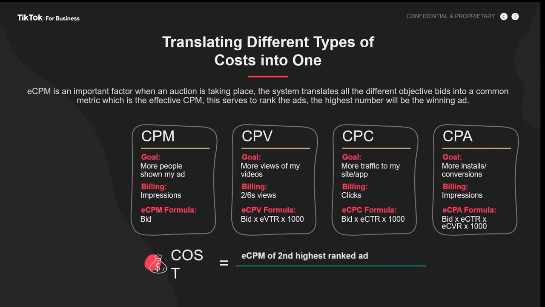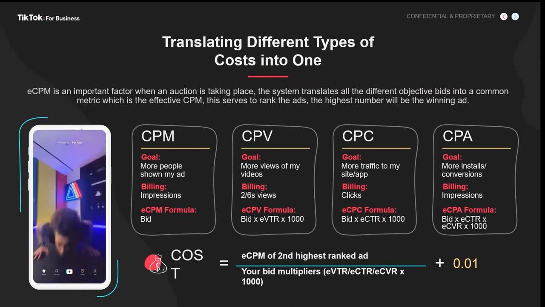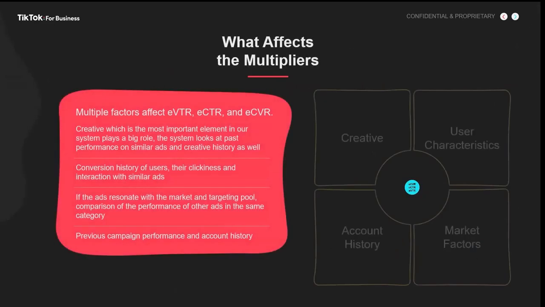What costs do we have? It's CPM basis, CPV, CPC, CPA. This all depends on the objective that you set to the campaign. And at the bottom here we have the formula, which is very hard to explain. It's based on algorithms basically that the platform generates to select a winner of the ad.